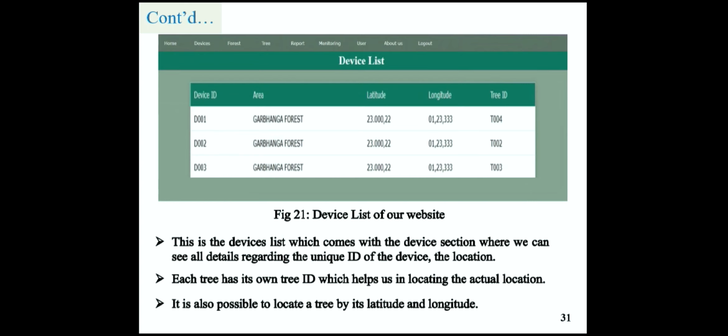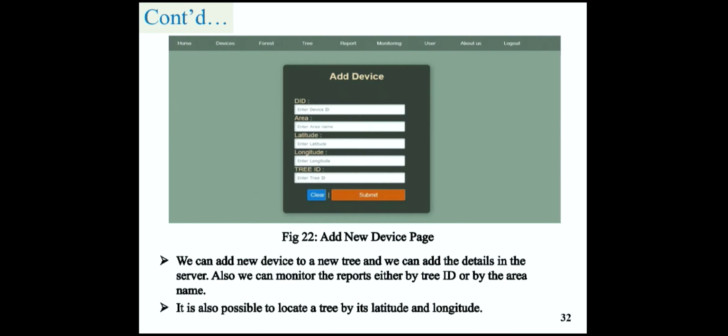Here we can see in the column the device ID along with its area, that is named as Garbhanga forest, and we can locate it with the latitude and longitude that we have entered and along with its tree ID. Next is the adding new device. We can add a device by entering the device ID number, the area name, the latitude and longitude, and the tree ID. We can add a new device.